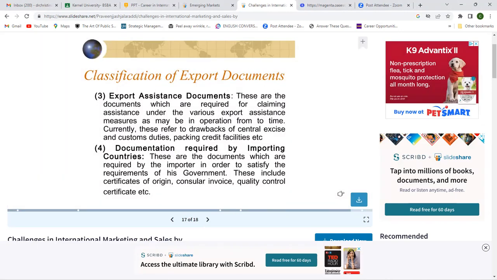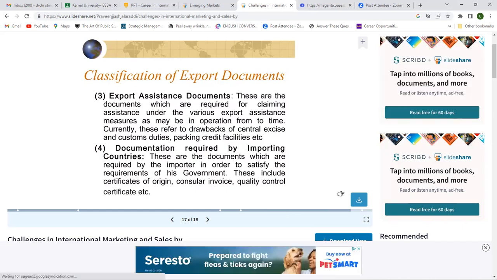Export assistance documents. These are documents required for claiming assistance under various export assistance measures as they operate from time to time. Currently, these refer to drawbacks from central excise and customs duties, packing credit facilities, etc.